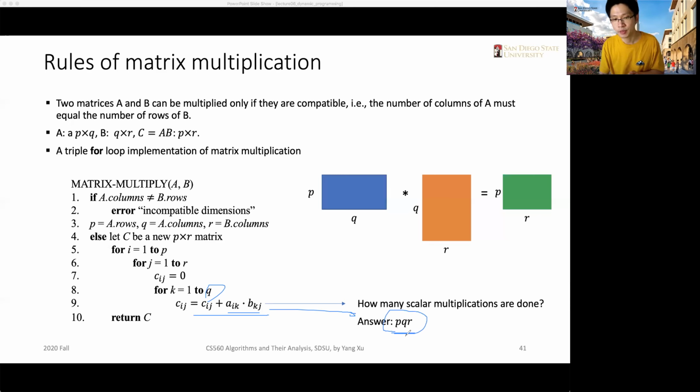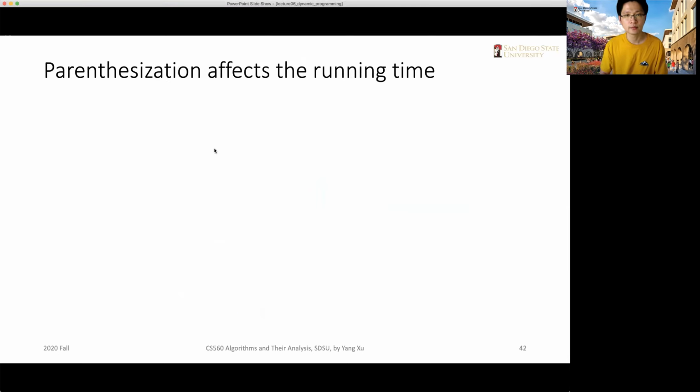So if there is a sequence of matrix multiplications, we want to organize the products in a reasonable way, so that the total cost of scalar multiplications is minimized. Okay, so we'll come to that in the next slide as well. Now we're going to see, given a sequence of matrices, how different ways of parenthesization will affect running time. So now we start from a very simple example.